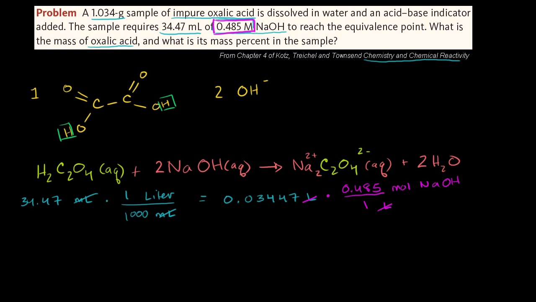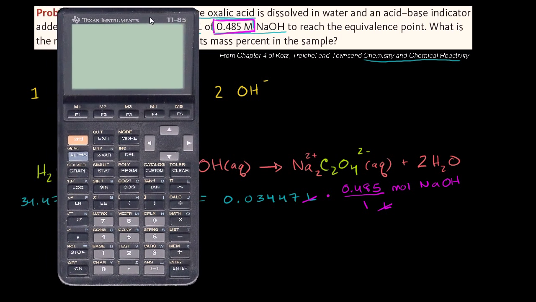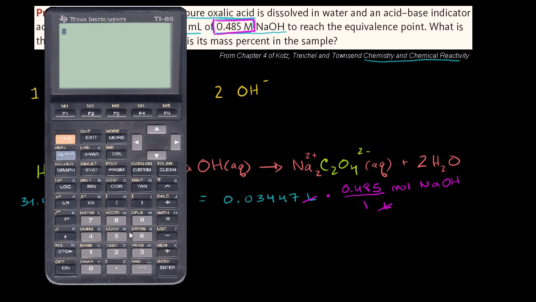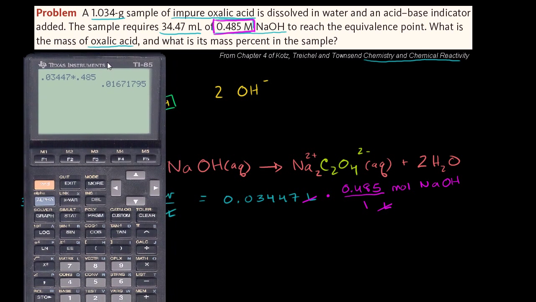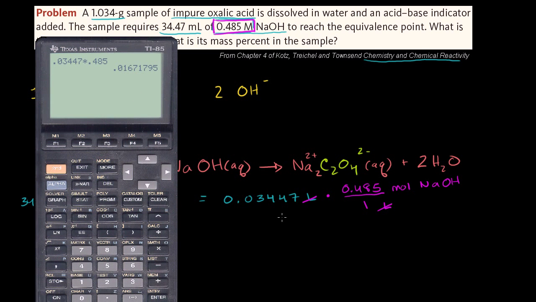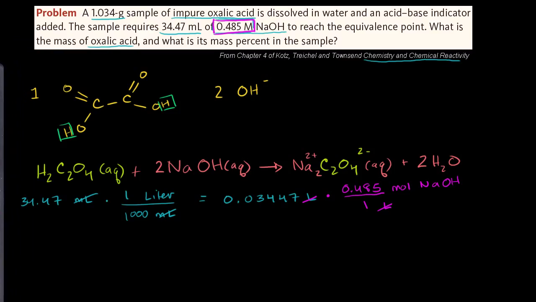So let me get my calculator. There we go. All right, let me just multiply these two numbers. So we have 0.03447 times 0.485 is equal to, let me put this down here, 0.167. And we only have 3 significant digits here, so we're going to round to 3 significant digits. So we'll just go with 0.0167. So let me move that over off the screen.